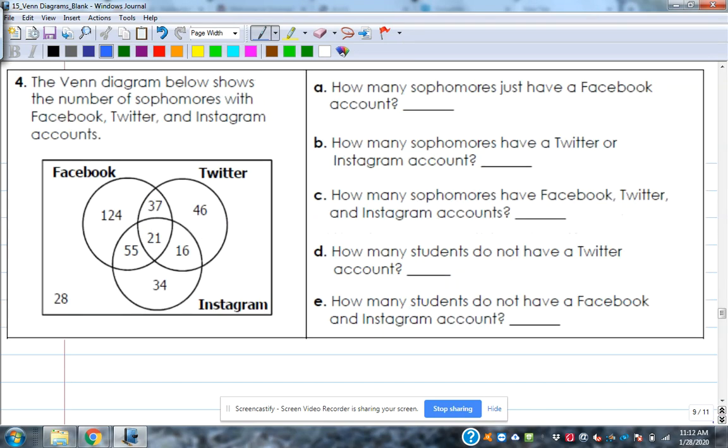All right. Ooh, number 4. 3-circle Venn diagram. We've got overlaps of all 3, and then overlaps of 2 at a time out of that, so a lot going on there. So Facebook, Twitter, and Instagram are what we're discussing here with sophomores. How many sophomores just have a Facebook account? 124. Agree with that. How many have a Twitter or Instagram?